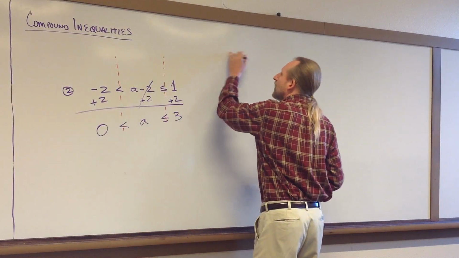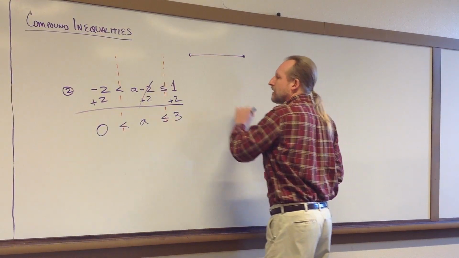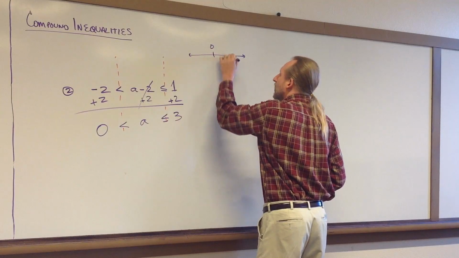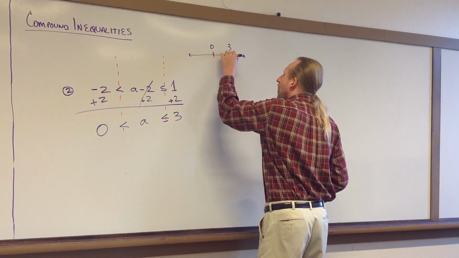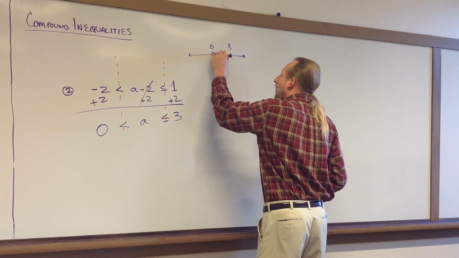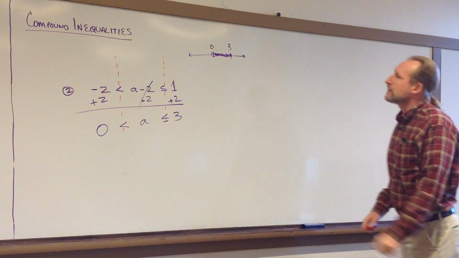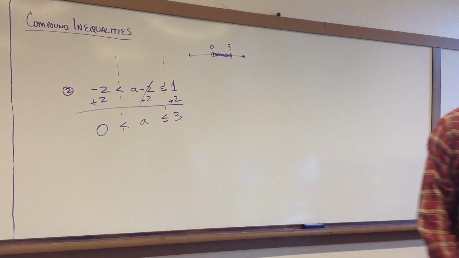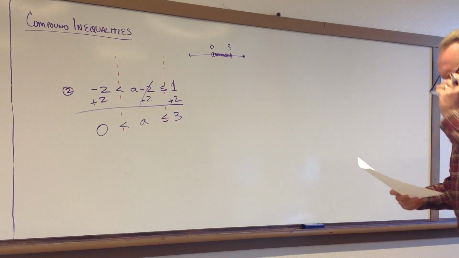And so then if we want to graph this on a number line, there's 0, there's 3, and there we go. Okay? Alright, let's look at a couple more here.